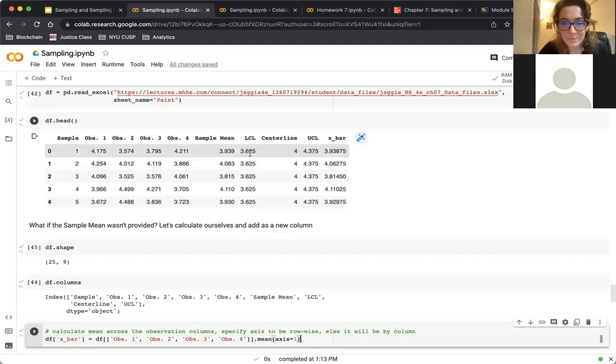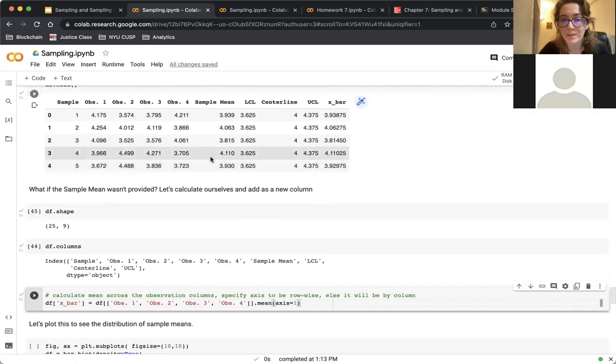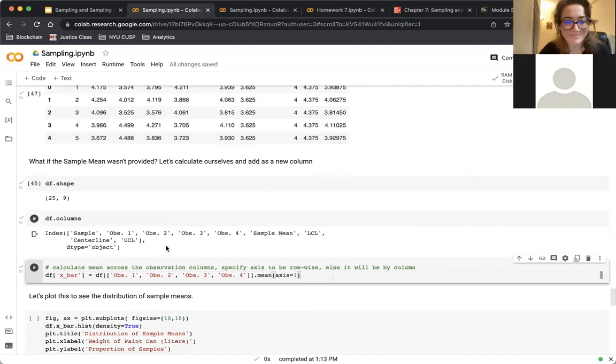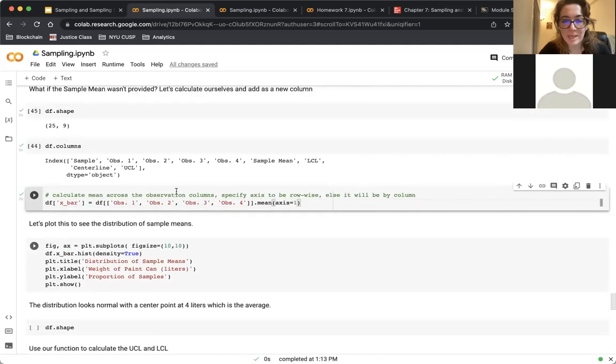In this case, if I wanted to compare just to make sure that the textbook got it right, we would see, hey, are these values equal? And we see ours has a little bit more precision with more decimal points. But overall, just from looking at the head, it looks like about the same thing. So that's how you would calculate the mean if it wasn't given to you.